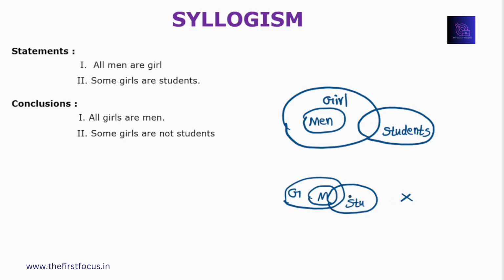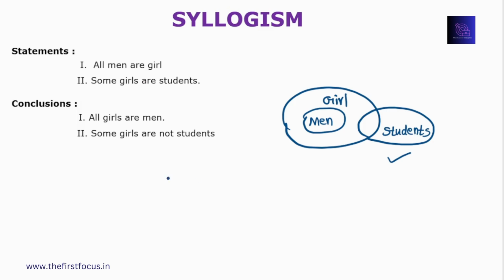Wrong, because it is given that all men are girls. Yes, all men are girls. Some girls are students. But this diagram shows a new statement that some men are students. Yes, there is a relation created between men and students. We should not create any relation that is not given in the statement. We should follow the Venn diagram as per the statement. So this is wrong. We have to follow the Venn diagram like this.